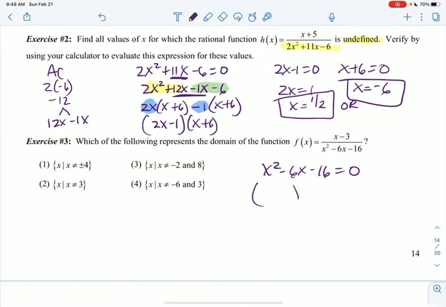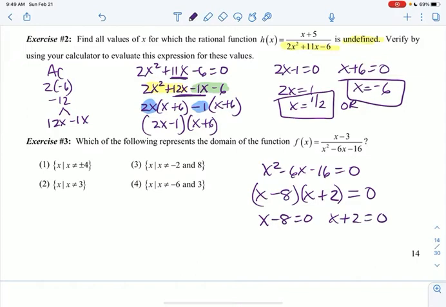Again, it's a trinomial. This one doesn't have a coefficient, so I'm just going to factor it. I'm looking for the factors of 16 that combine together to give me negative 6. Well, 8 and 2 multiply to 16, and if it was a negative 8 and a positive 2, that would work. So then I set each factor equal to 0 and solve.